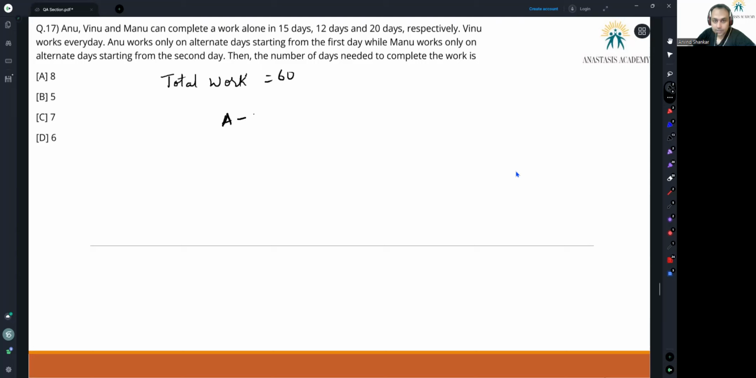Anu works at the rate of 4. Vinu works at the rate of 5. And Manu works at the rate of 3. Vinu works every day. Anu works only on alternate days starting from the first day.